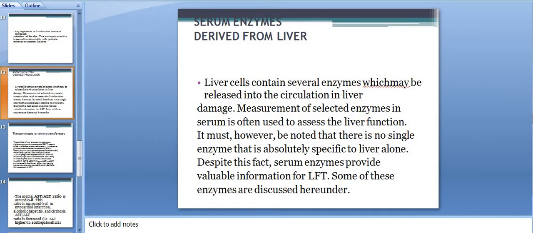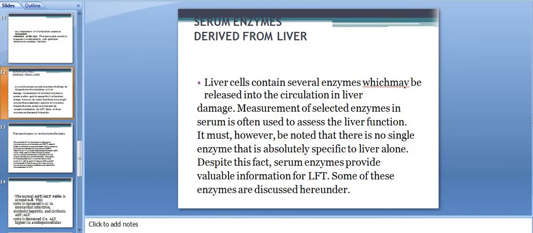Measurement of selected enzymes in serum is often used to assess the liver function. It must, however, be noted that there is no single enzyme that is absolutely specific to liver alone. Despite this fact, serum enzymes provide valuable information for liver function tests. Some of these enzymes are discussed here.